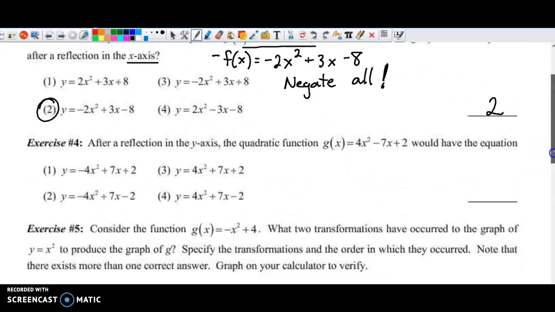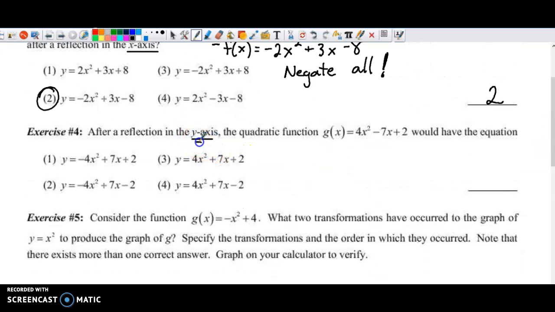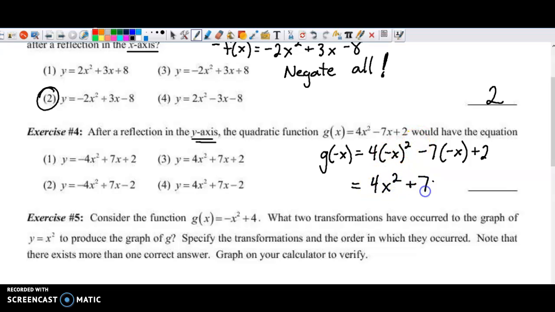If we look at the next one, we have a y-axis reflection. So what we have to do is negate only the x variable. So let's think about what happens there. We're just negating each individual x. And when we do that, we get the function, well, negative x when you square it is positive. Negative times a negative is positive. So we're looking at 4x squared plus 7x plus 2, which looks like option 3.